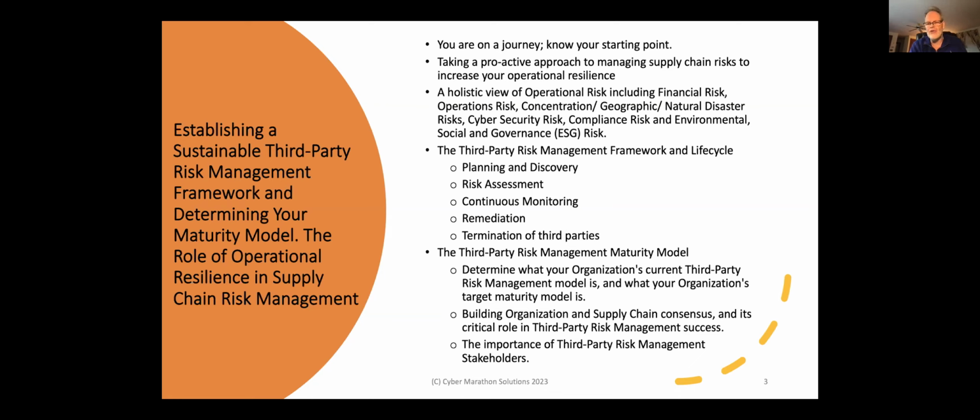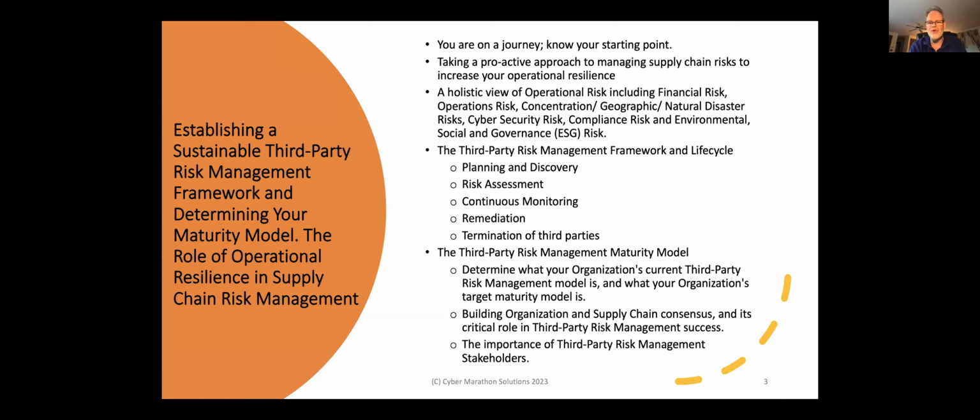We're going to take a holistic view of operational risk as it applies to third-party risk management. We're going to focus not just on cyber risk or business continuity, but look at financial risk, operations risk, concentration, geographic and natural disaster risk, compliance risk, and lastly, environmental, social, and governance risk. All of those factors are important, and any single one of them could result in a situation where your third party might be unable to deliver a critical service to you.